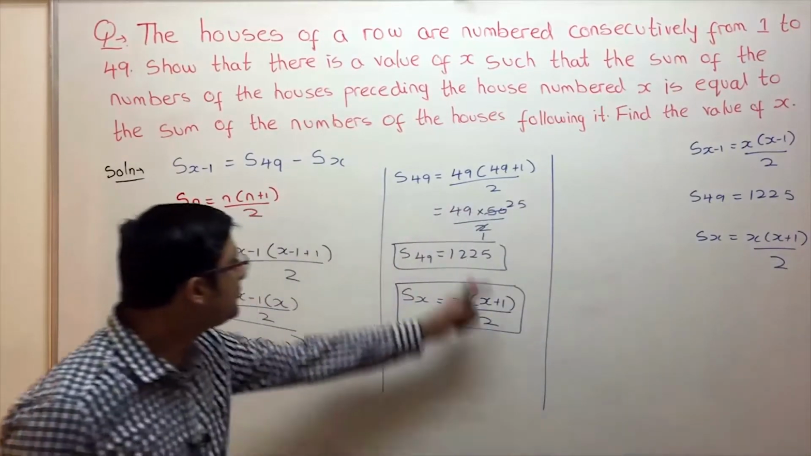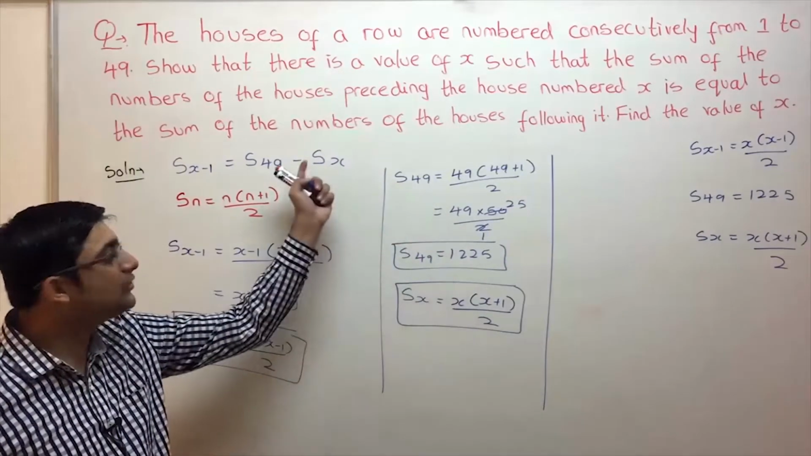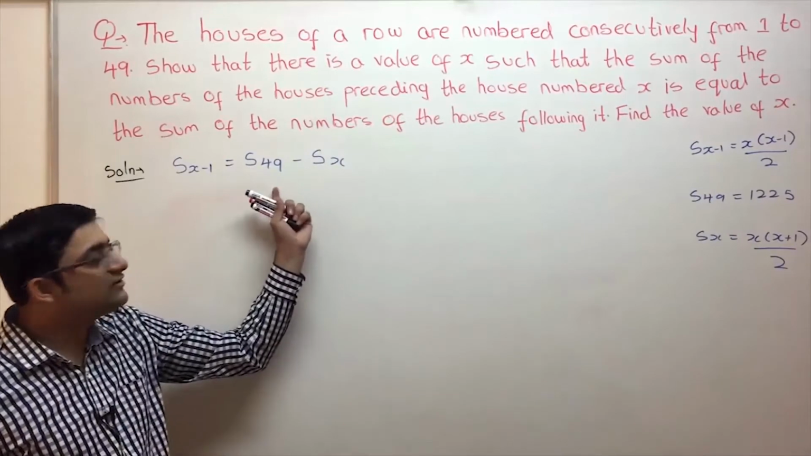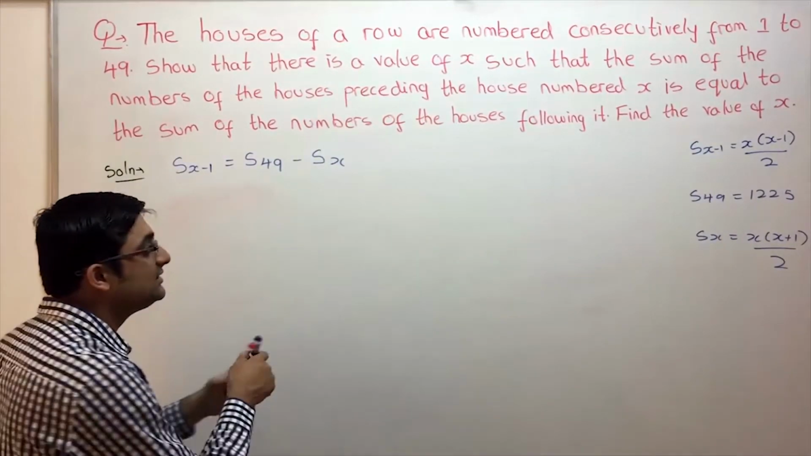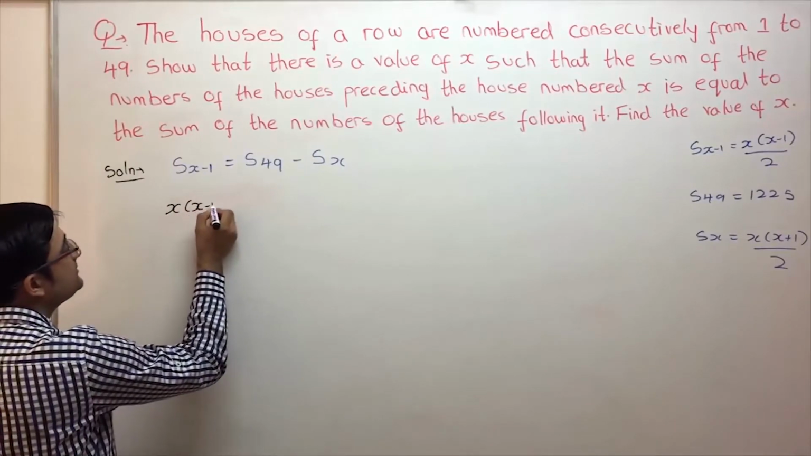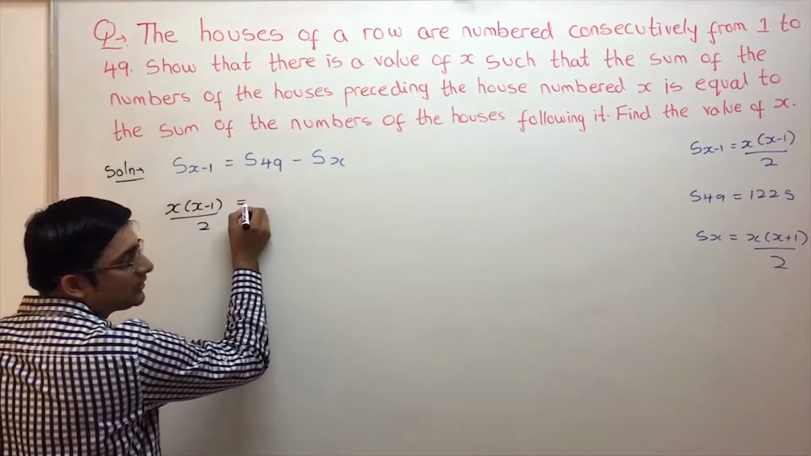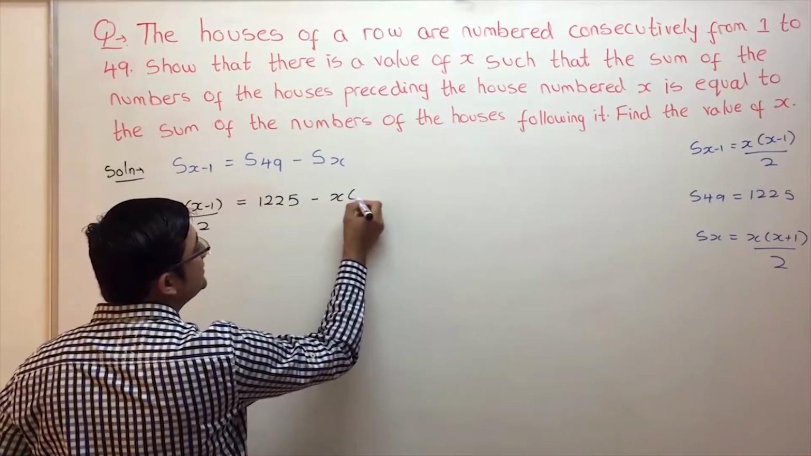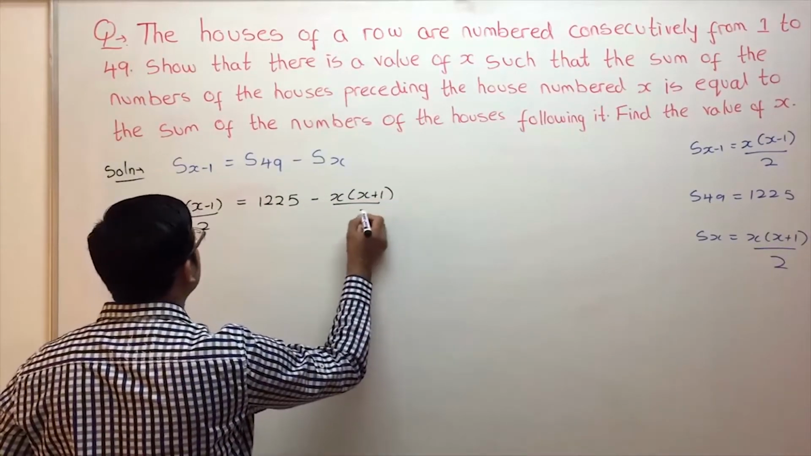So now what I'm going to do is I'm going to rub this off and then we're going to plug in those values in this equation and solve for x. So now let's plug in those values over here and solve this equation for x. So what is S of x minus 1? It is x into x minus 1 by 2, is equal to S of 49, 1225, minus S of x, that is x into x plus 1 by 2.